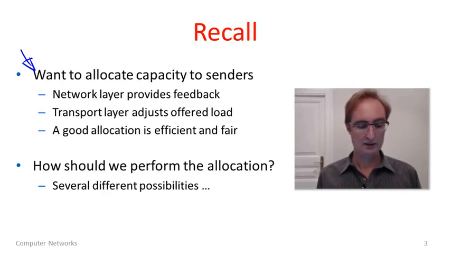Now, any solution here is going to use feedback from the network layer, because that's how we'll find out if the network is congested or if there's spare capacity. And it's also going to use the transport layer, because that's the layer that controls the load that's offered into the network. We know all of this before. What we don't know is just how we should actually perform a bandwidth allocation.